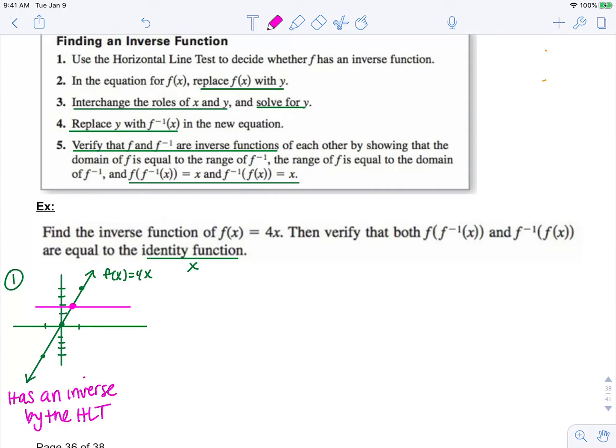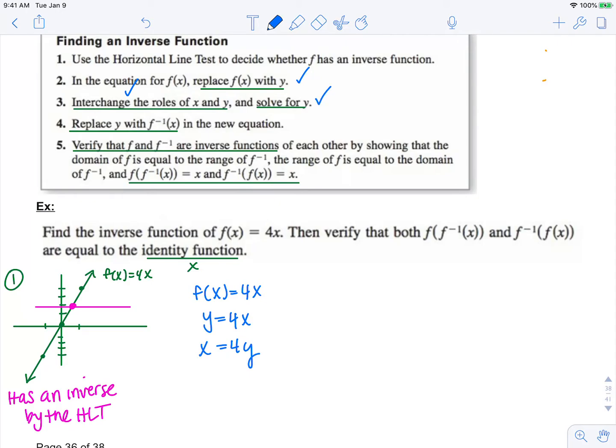So that was step one. We checked to even make sure if it's worth our time to look for an inverse algebraically. So now I have f of x equals 4x. The first thing I'm going to do is replace f of x with y. Y equals 4x. Then I'm going to interchange the roles of x and y. So that means x equals 4y.